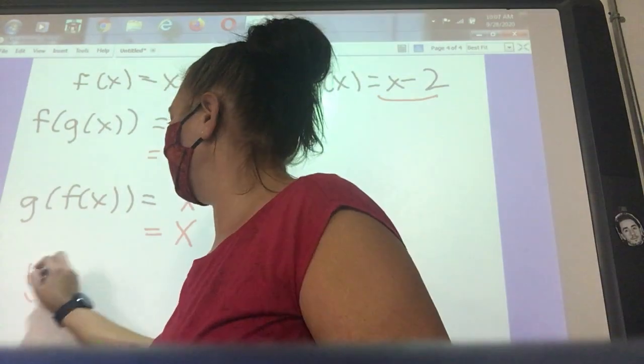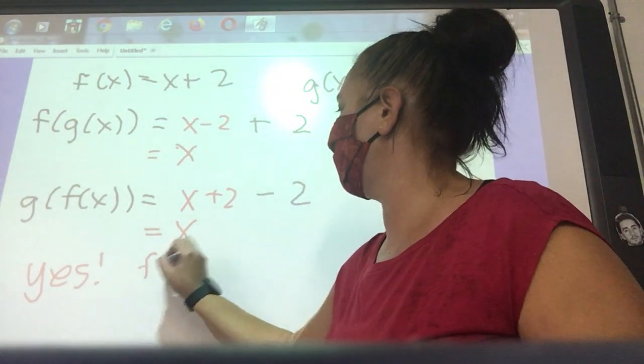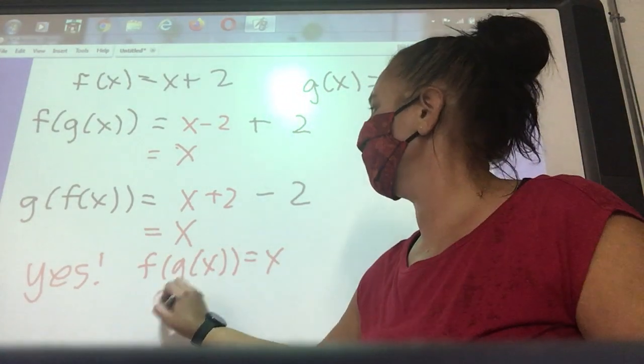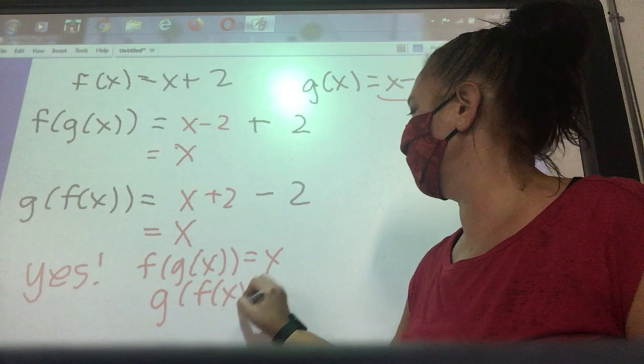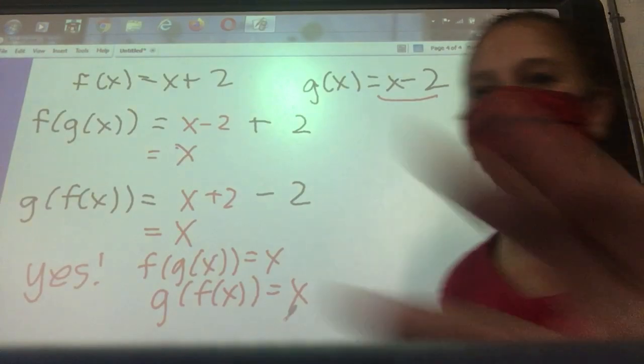So this was an exam question once. Why are they inverses? Because we have showed that f of g of x equals x, and we also show that g of f of x equals x. So that's how you would prove it. Now, I'm going to stop the tape.